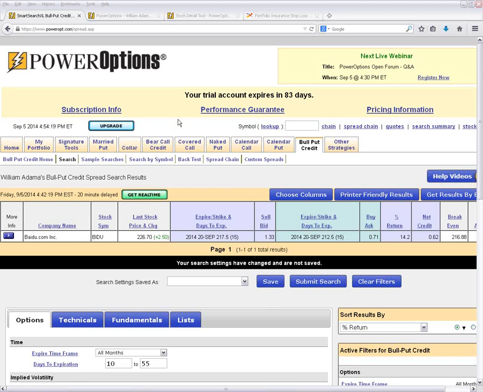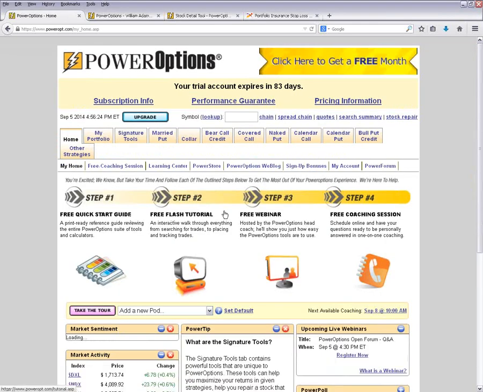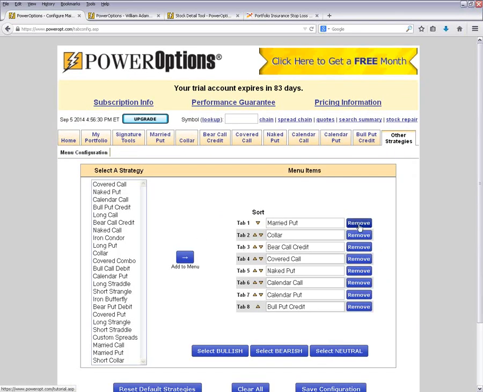Well, here's the trade-off, folks, and I'm sure you've heard us all say this before, but as options traders, we know this up front. If I was talking about income strategies, what am I talking about? Income on a monthly basis. Let's go to the other strategies tab. For regular income, I may look at something such as collars, bear call credit, covered call, naked put, calendar call, calendar put, bull put credit, or Iron Condor.